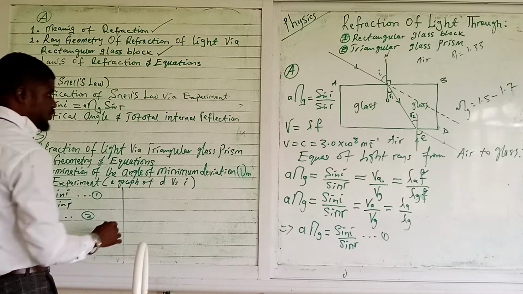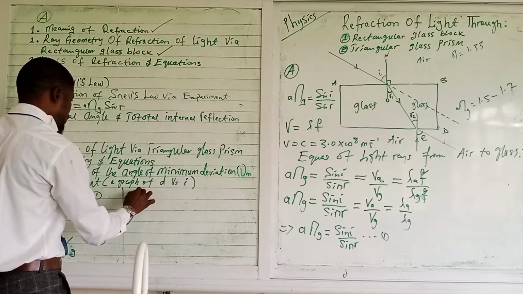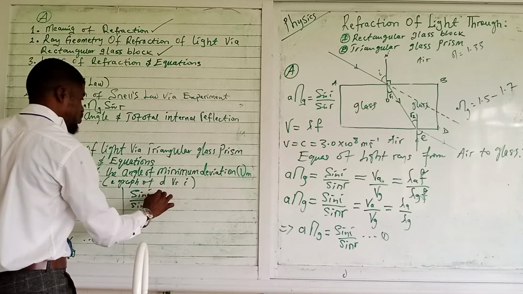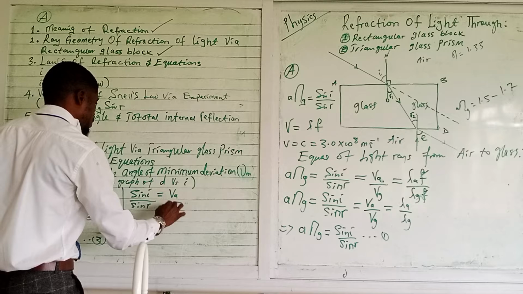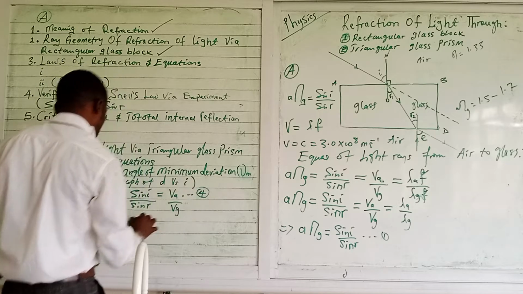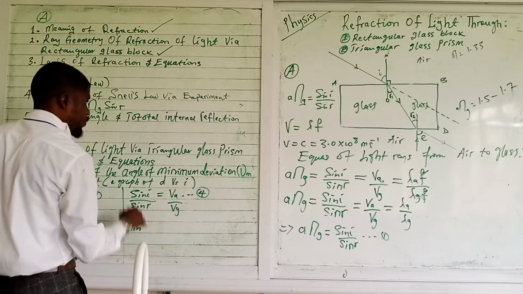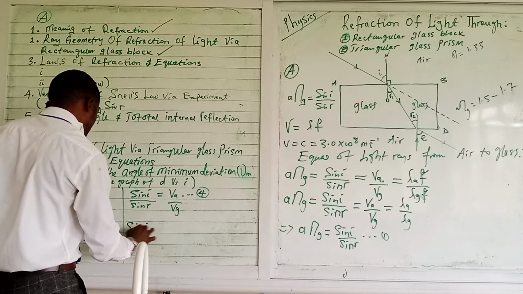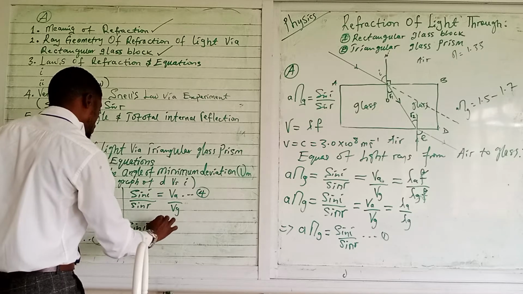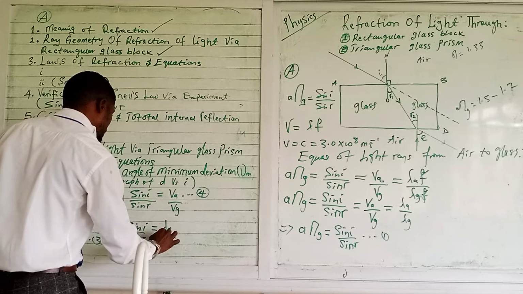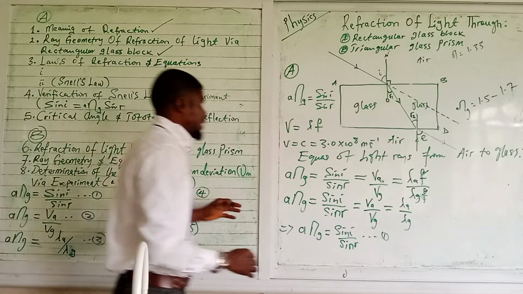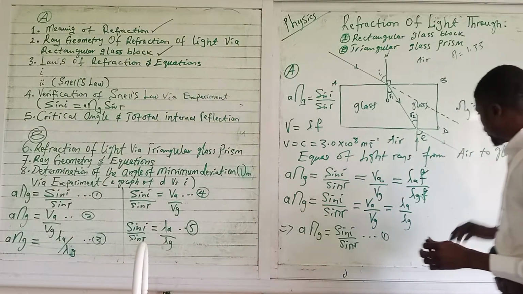Also, what is the meaning of that? It means that the sine of the angle of I over the sine of the angle of R is equal to V air over V glass. We call it equation number 4. Also, the sine of the angle of I to the sine of the angle of R is equal to lambda air divided by lambda glass. Call it equation number 5. And then finally, equation number 6.